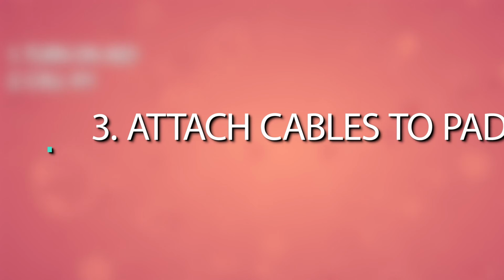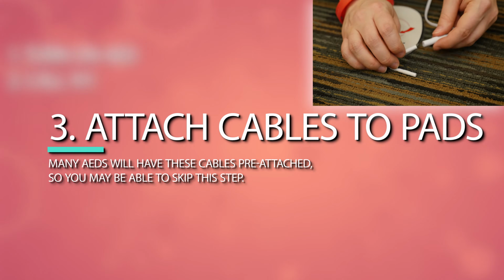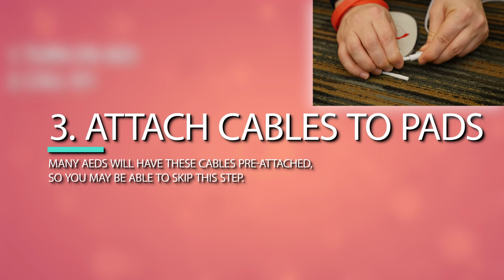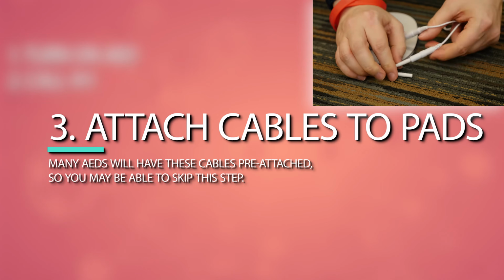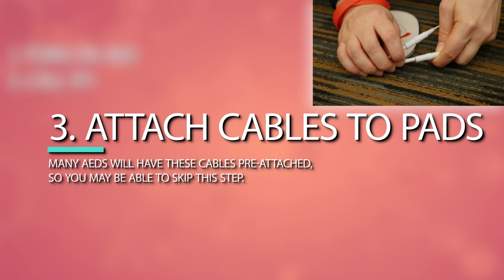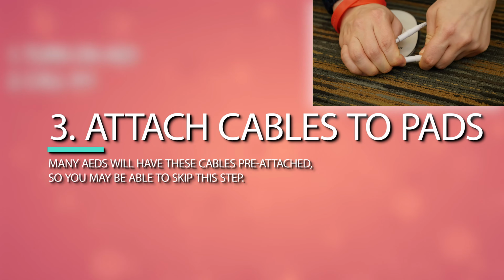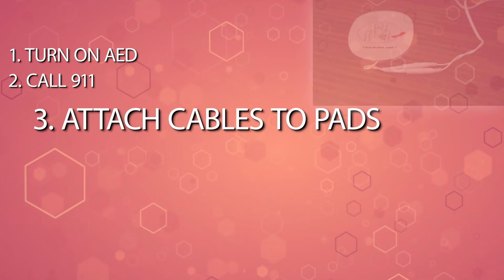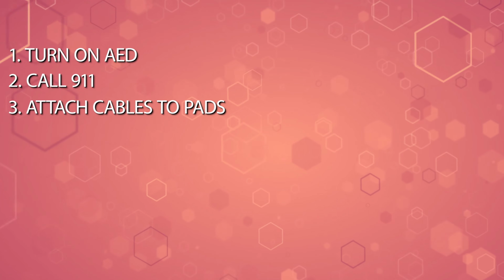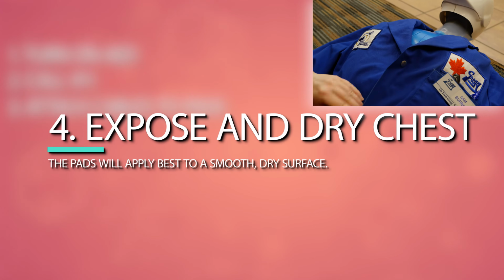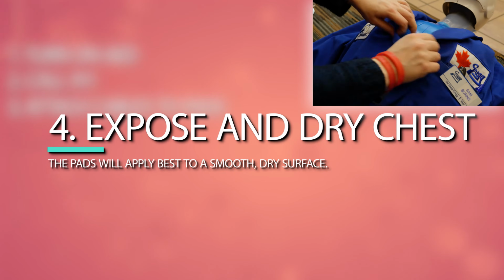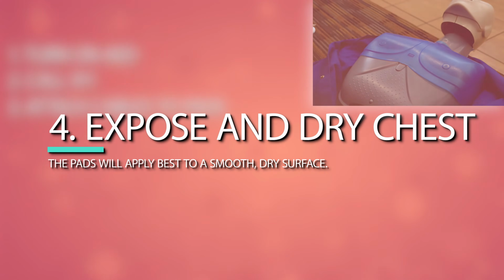Step number 3. Attach the cables to the electrode pads. Keep in mind that many AEDs will have these cables pre-attached, so you may be able to skip this step. Step number 4. Expose the chest and make sure it is dry. These pads will apply best to a smooth, dry surface.